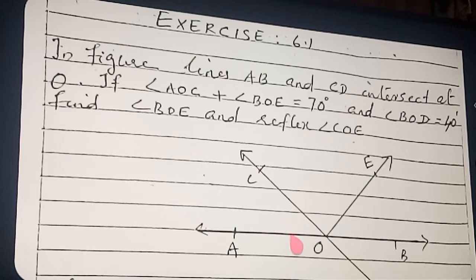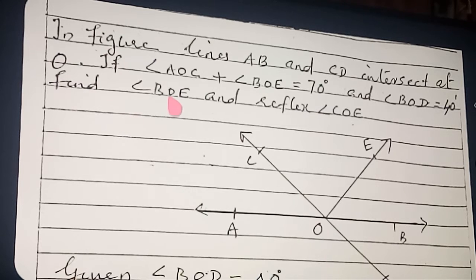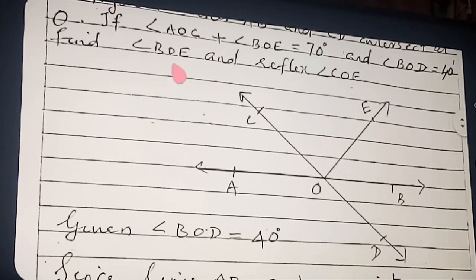So we will apply this in the diagram, and you will get the remaining. Your question is to find angle BOE and the reflex angle COE. For finding the reflex angle COE, you first need to know angle COE. Listen, first we are going to find angle BOE. For finding angle BOE, you know that angle AOC plus angle BOE is 70. Properly listen and follow each step.